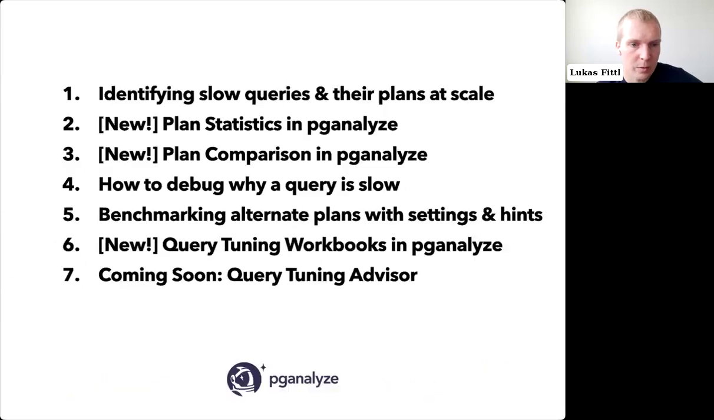So today we're going to talk about 7 different things. We'll start with a little bit of an overview of how we can identify slow queries in our Postgres database and their query plans at scale. At scale, meaning we're not just talking about an individual query, but how we can, on a system with many different queries, identify the ones that are interesting to look at, or if we have many database servers that we're taking care of, how we can make sure that in each of them we have a consistent way of addressing slow query performance.